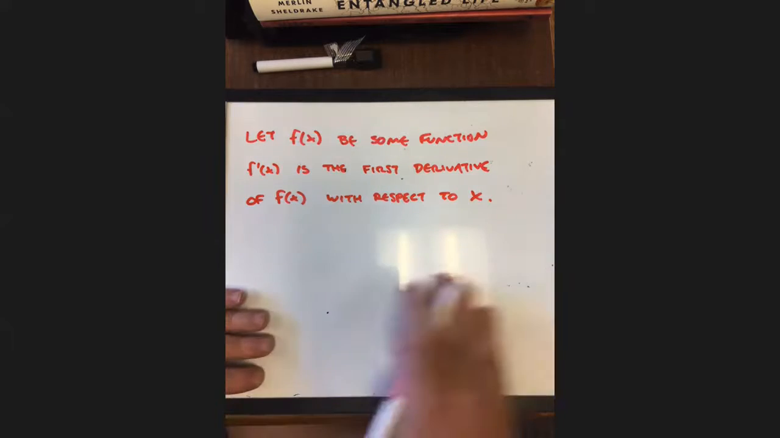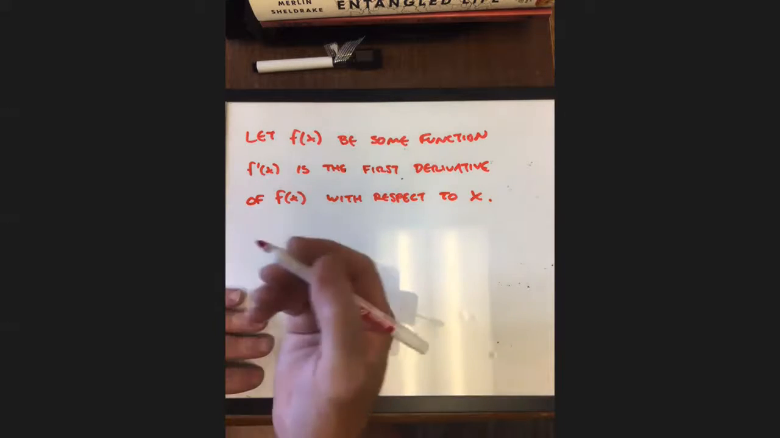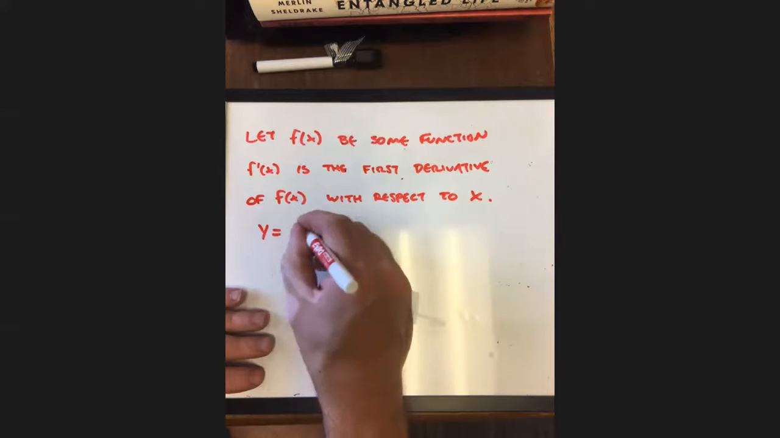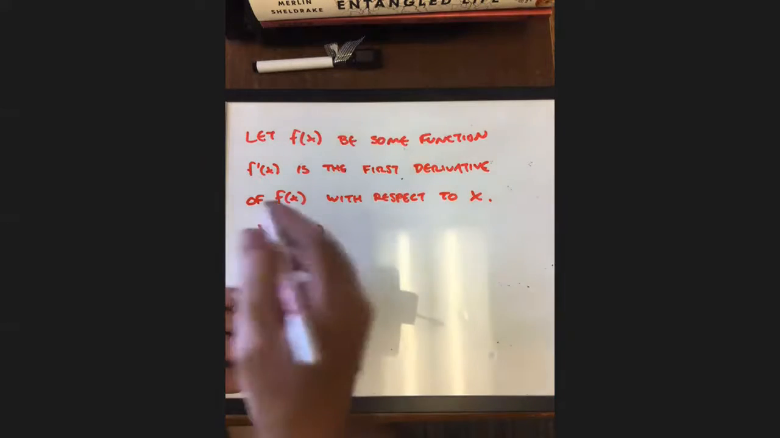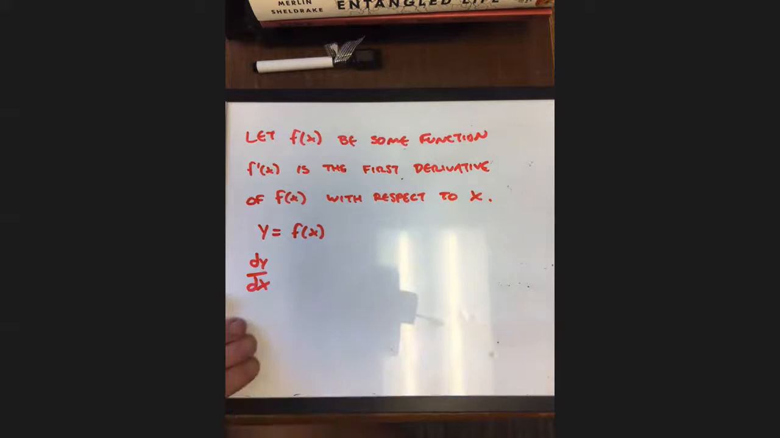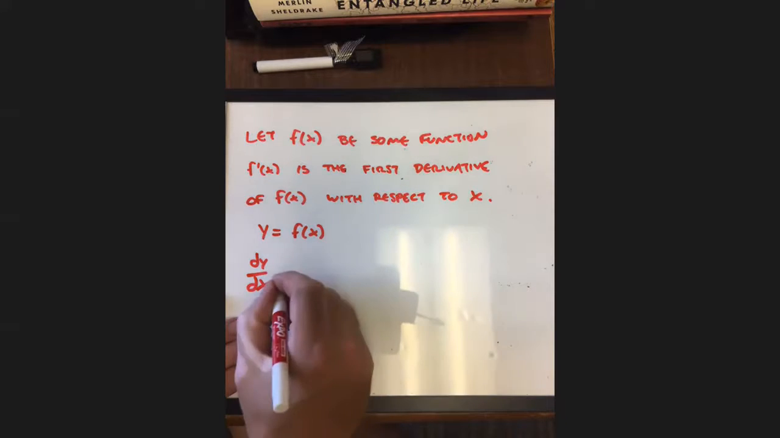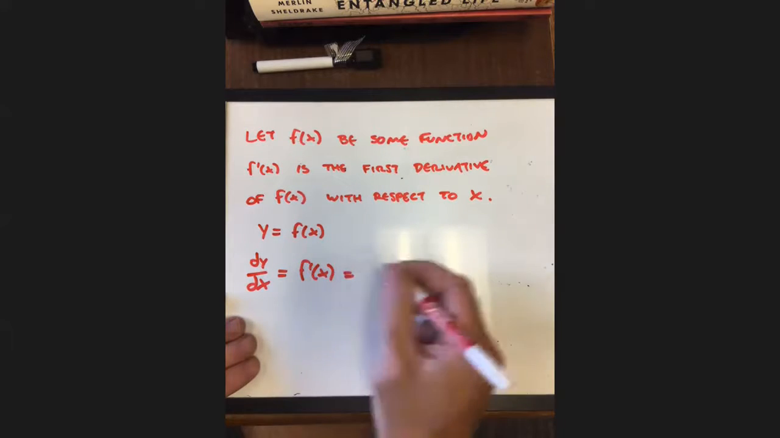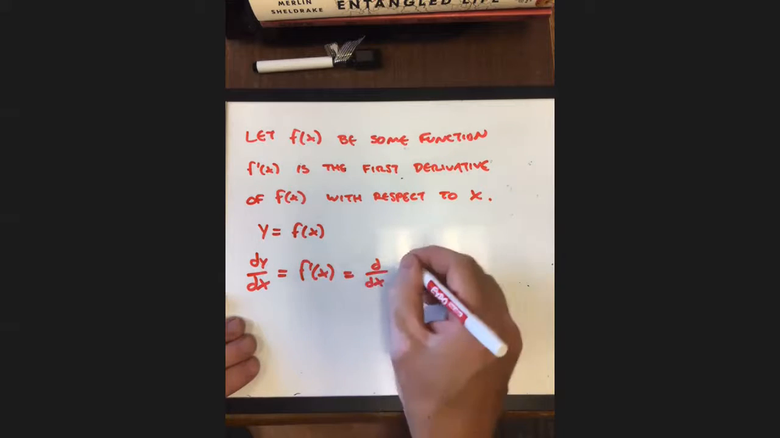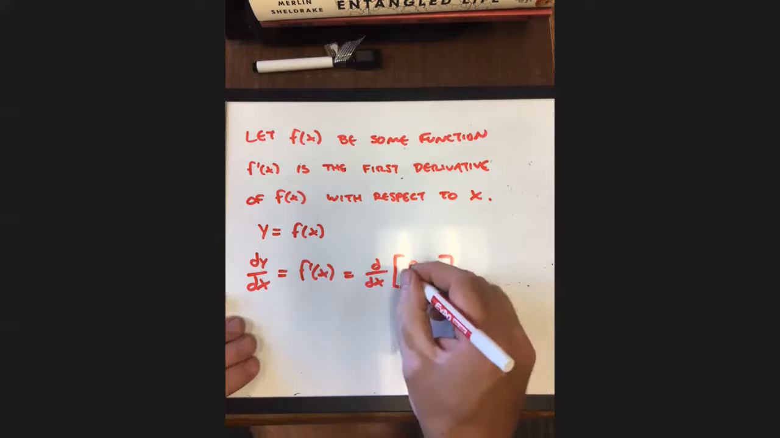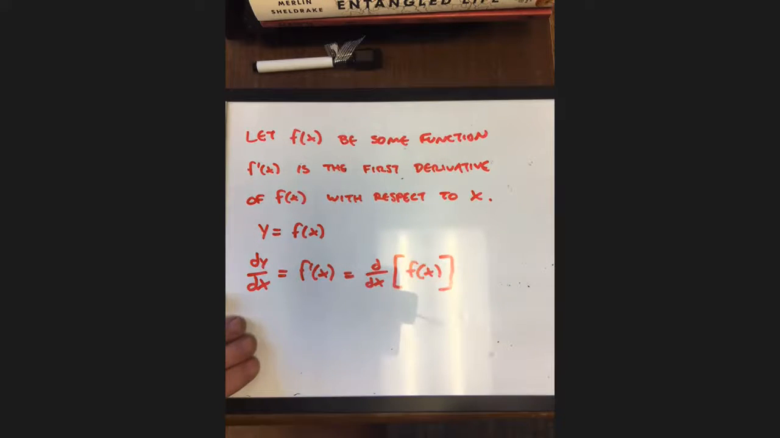So just a little bit of background here. Some other things that you might see, if you have a function like y equals some function of x, you might also see the derivative this way, dy dx. That means the exact same thing. So dy dx and f prime of x and d dx of f of x. These are all slightly different notations that all mean the same thing. They all mean the first derivative of f with respect to x.